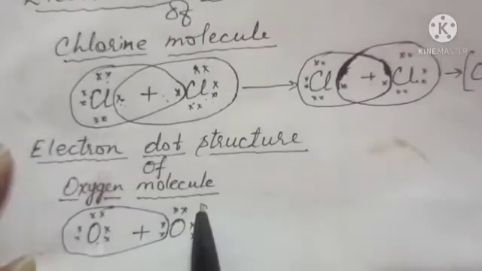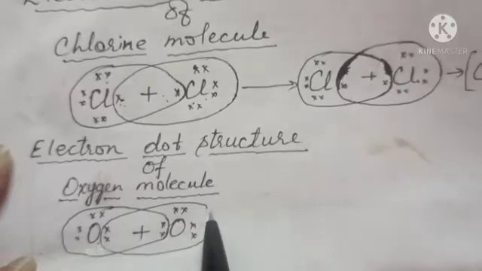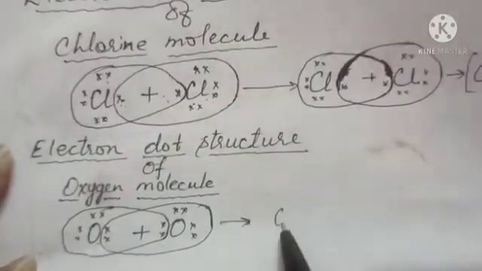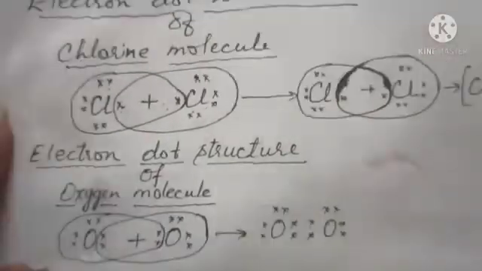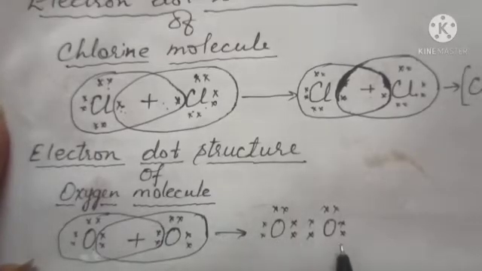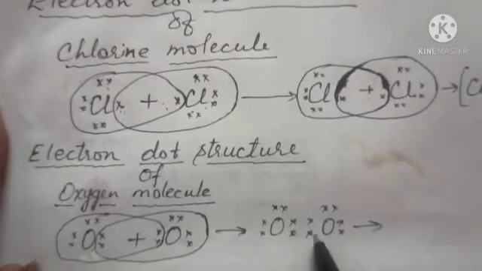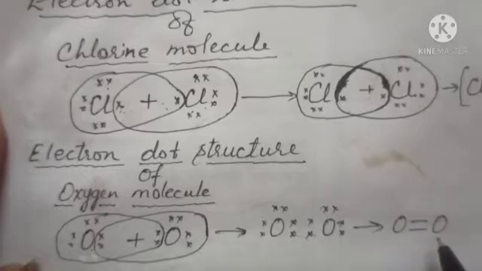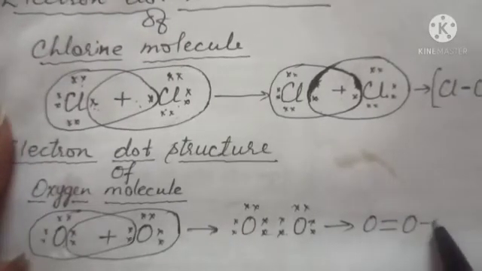This atom also needs 2 electrons, so it will share these 2 electrons and form what? Oxygen molecule. So how will you show it? Now you will show this oxygen molecule like this, and as 2 pairs of electrons are shared, a double covalent bond is formed between 2 atoms of oxygen, right, and form one molecule of oxygen.